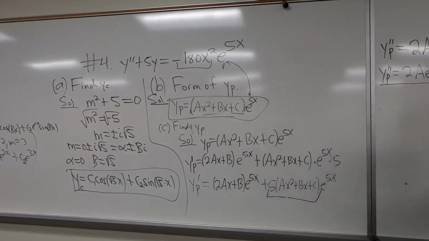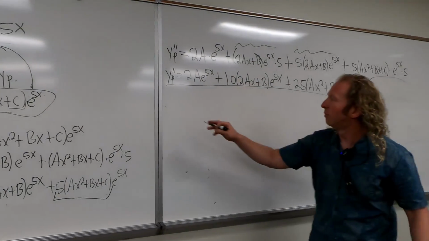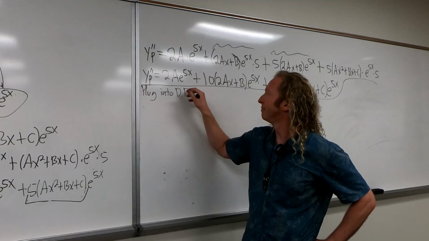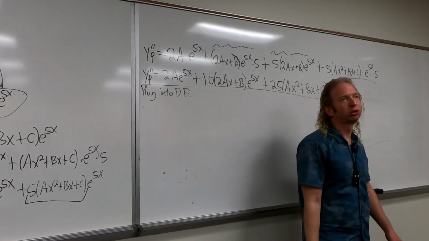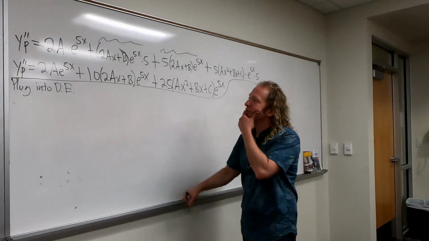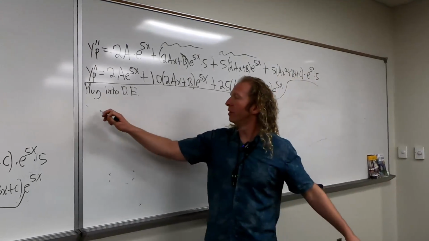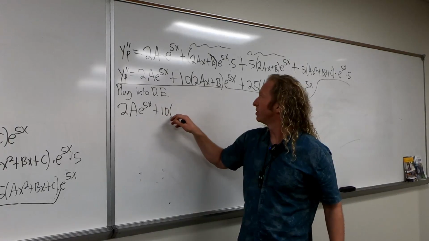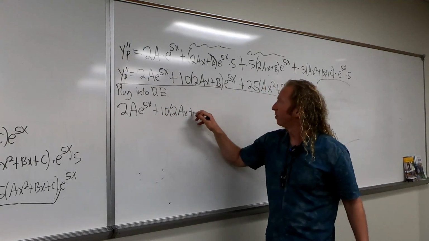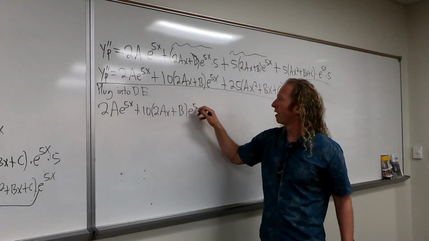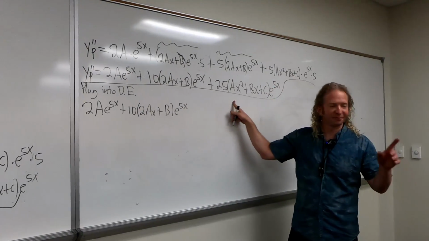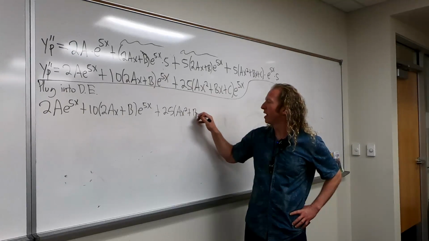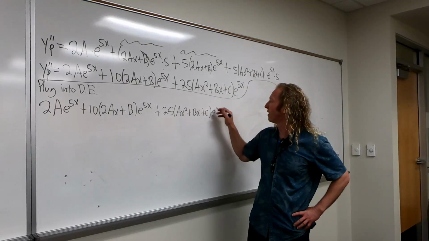So I'm going to write that down. So plug into DE. Let's see. So we have the second derivative, so I'll write that again. So 2a e to the 5x plus 10 parentheses 2ax plus b e to the 5x plus 25 ax squared plus bx plus c e to the 5x.